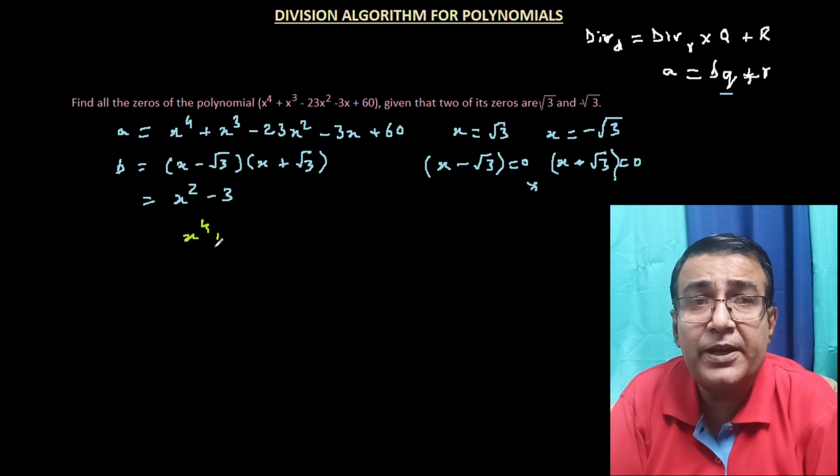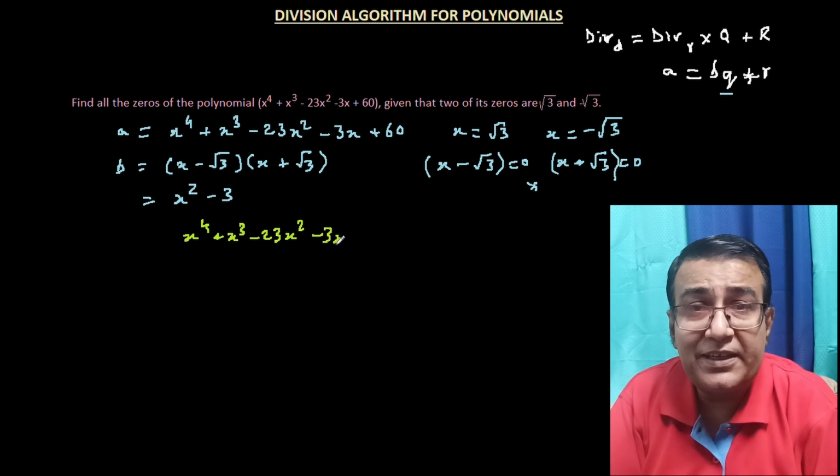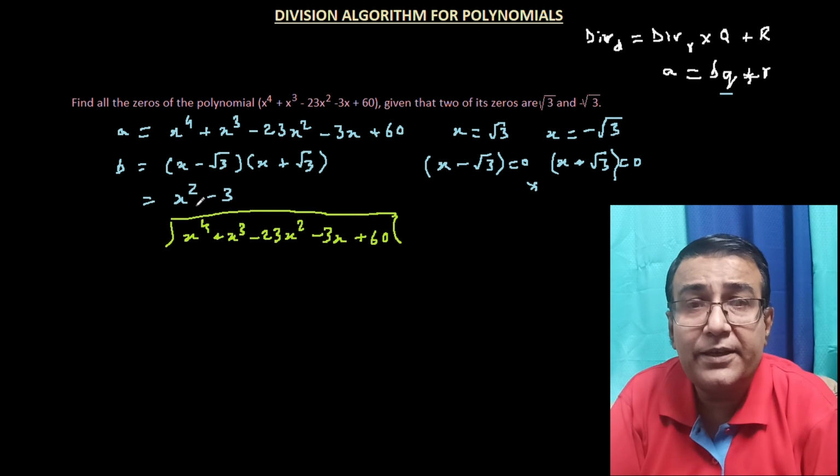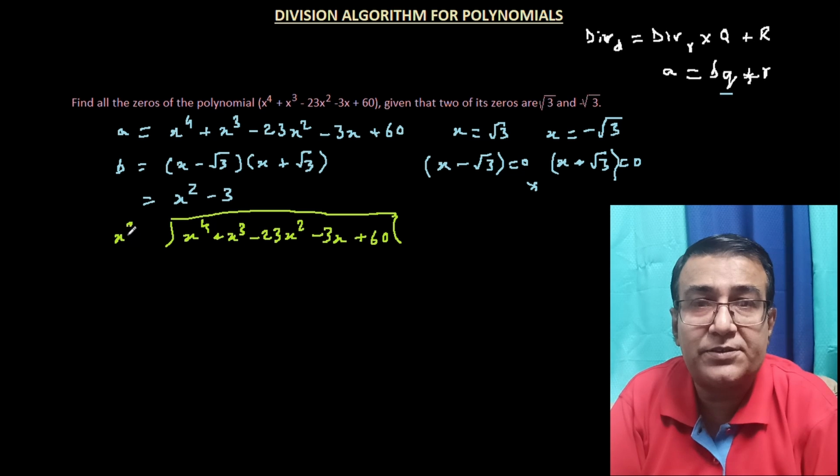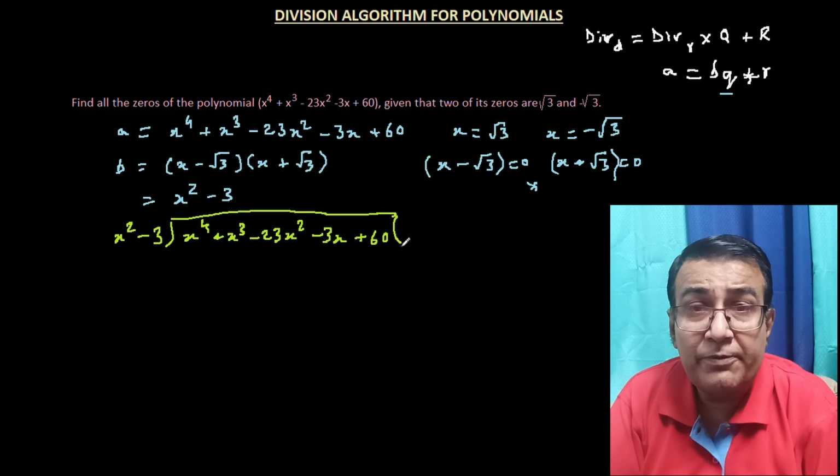So, writing the dividend, we can say x to the power 4 plus x cube minus 23x square minus 3x plus 60. That is the dividend that goes inside the box, and the divisor, which is x square minus 3, goes outside the box as the divisor. So x to the power 4 divided by x square gives us x square, which goes into the quotient.